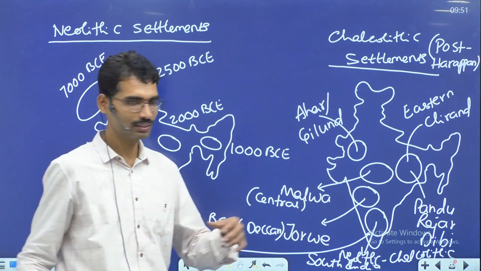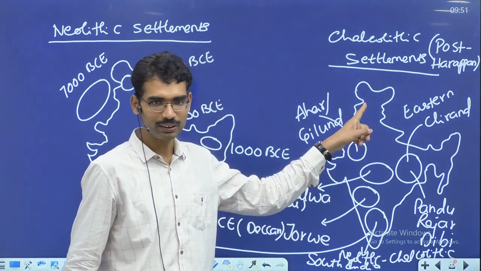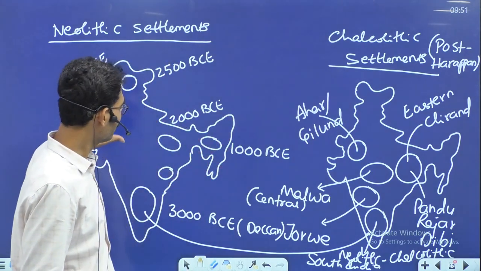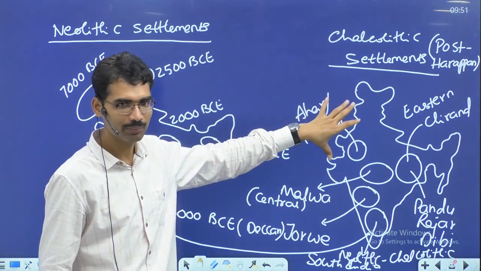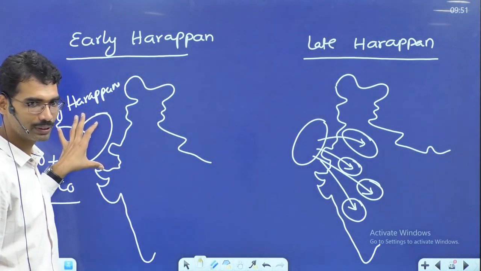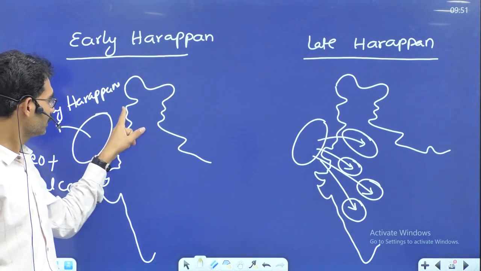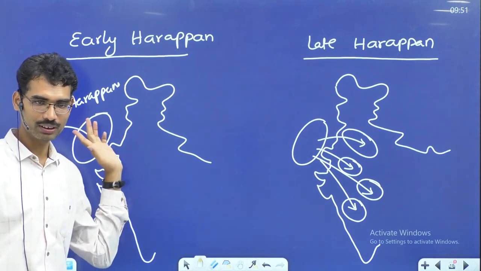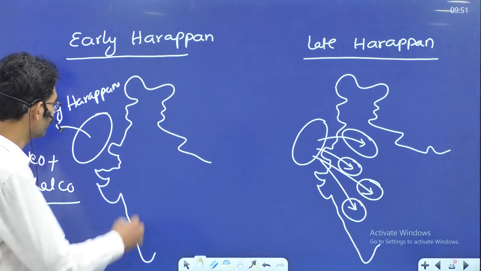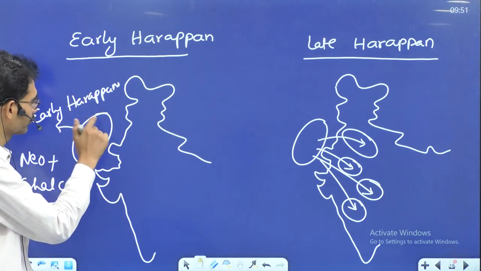There are multiple theories. The mostly accepted theory is ecological degradation. Only in this part the Harappan civilization emerged. It continued for nearly 1,000 years. For 700 to 800 years it flourished as an urban civilization.